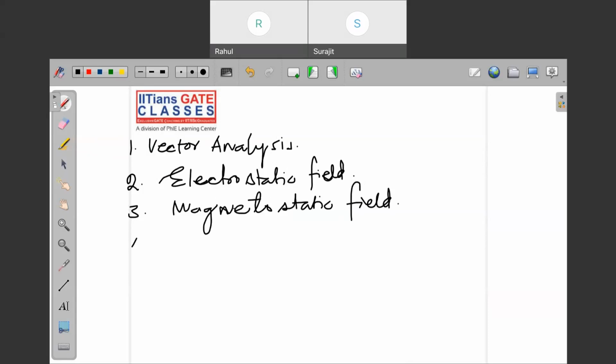And the fourth one is going to be very important, in fact, for electrical as well as electronics students, that is boundary conditions and Laplacian. So boundary conditions and Laplacian. Okay. Poisson equations and Laplacian equations, right?